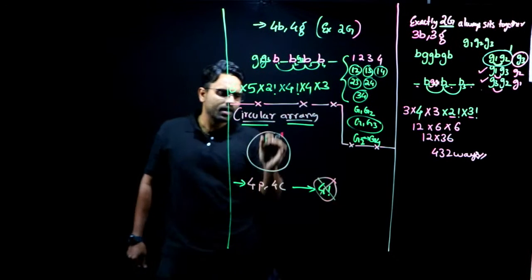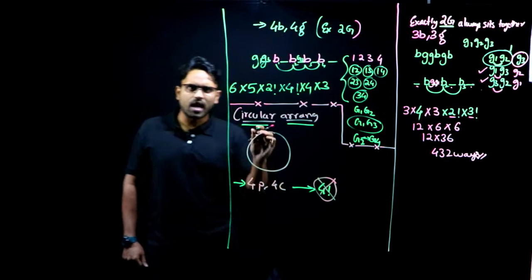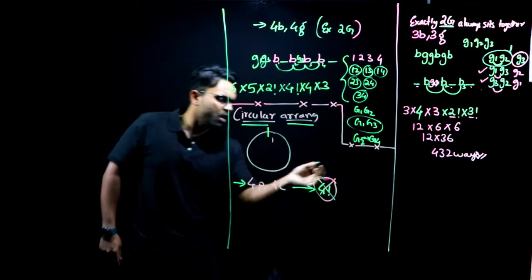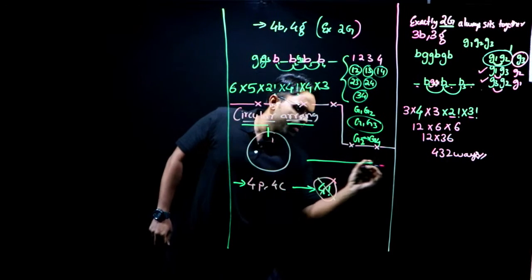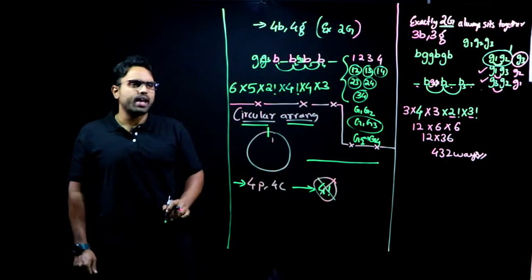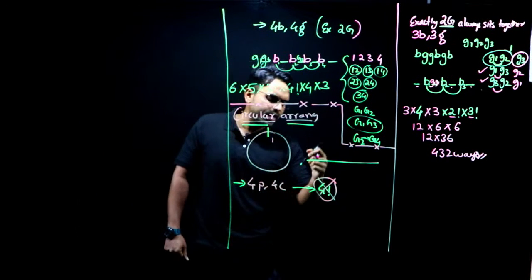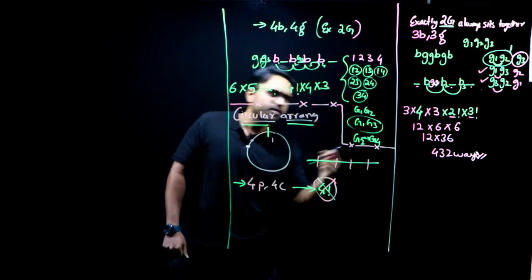Look at it. Now, I have a circle here. If I break open this circle, what will I have here? I will have a linear arrangement. And let me make 4 places. 4 people are there, right? Let me place 4 chairs.